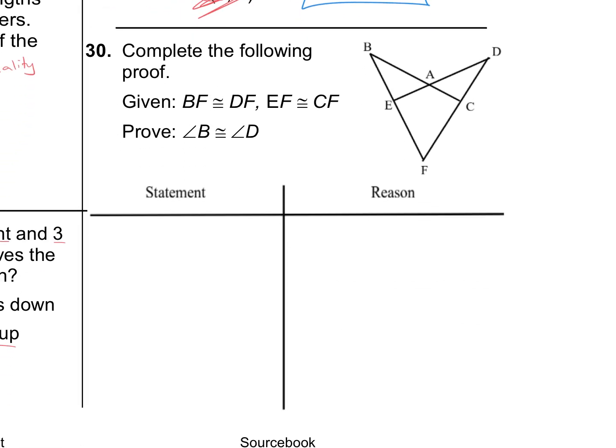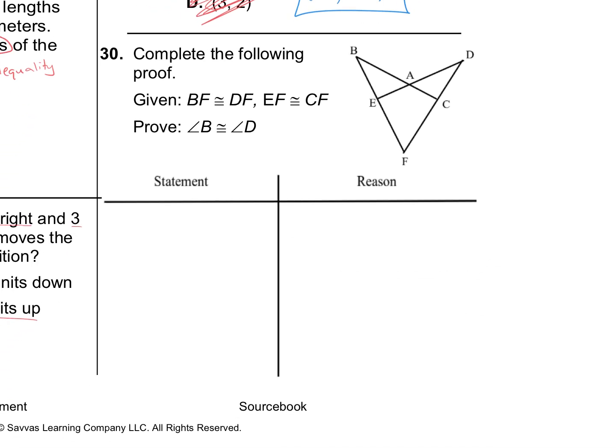Number 30, proofs. How do you always start proofs? With your given statements. When you're writing your given statements, what should you also do? Right. Mark them in your picture. So this one says BF is congruent to DF. And then your other one, EF is congruent to CF.